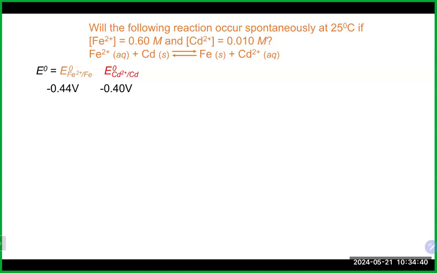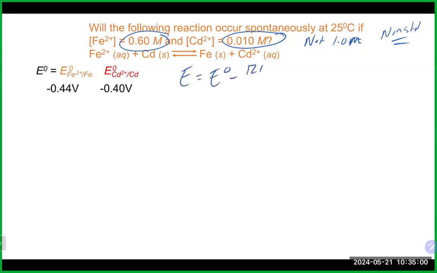Okay, let's take a look at this one. So the first thing that we should notice is when we look at these concentrations, they are not 1 molar, which means it is sort of non-standard conditions. And that means we should go to our Nernst equation, which is E equals E naught minus RT over NF natural log of Q in this case. Or again, you can use any of those other equations as well, since it's at 25 degrees.